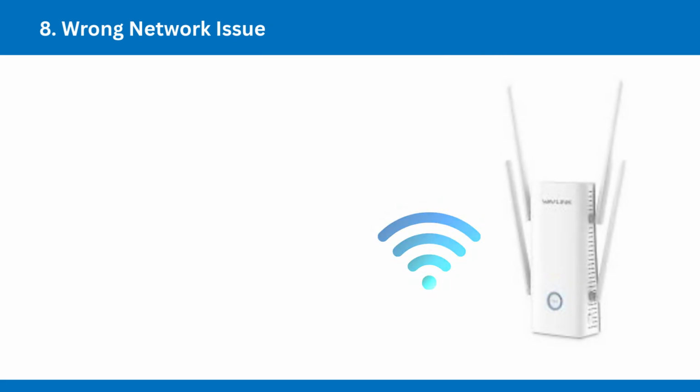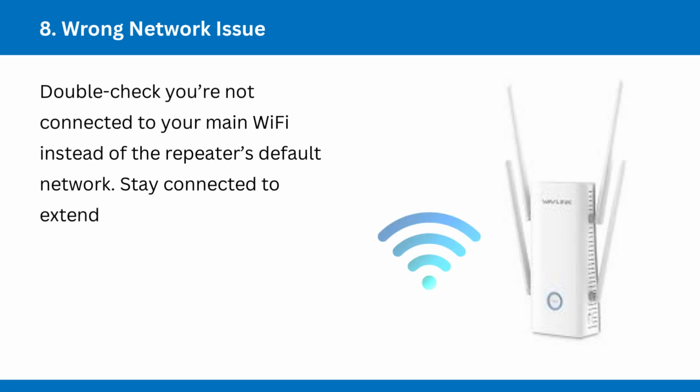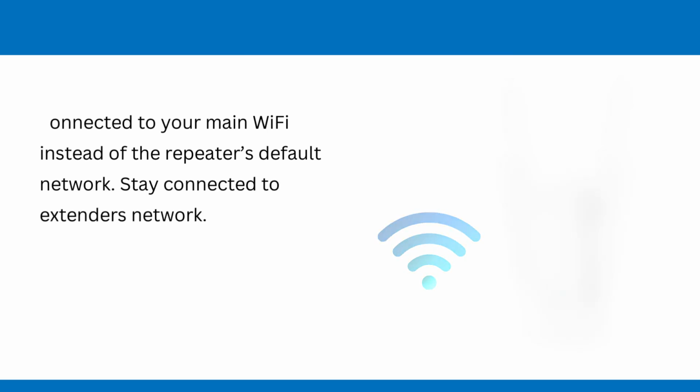8. Wrong network issue. Double check you're not connected to your main Wi-Fi instead of the repeater's default network. Stay connected to extender's network.